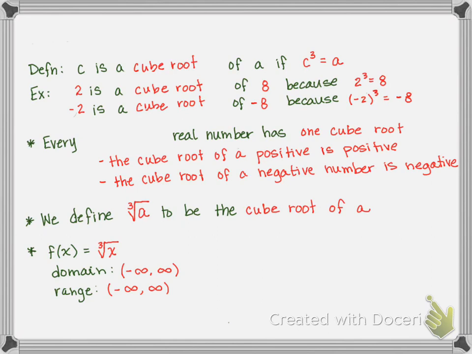So let's do just a couple examples. We already saw that the cube root of 8 was 2. What's the cube root of 2 to the third? So 2 to the third is 8, and then the cube root of that is 2. Good.